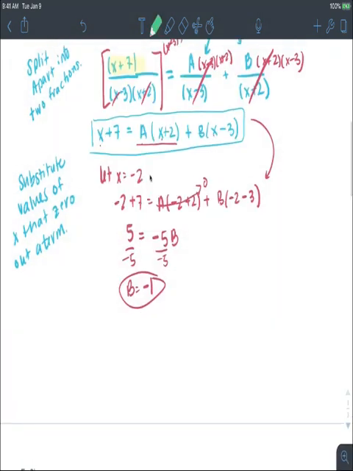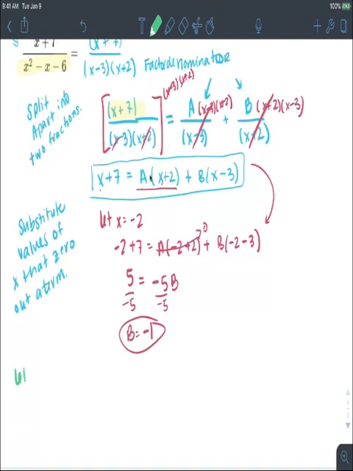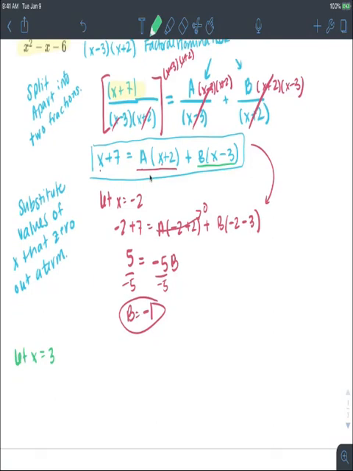Okay, the next one. We're going to let x equal, for this part, what do I need to plug in to zero out that term? I think a 3. So I get 3 plus 7 is equal to a times 3 plus 2 plus b times 3 minus 3. So that zeros. I get 10 is equal to 5a. So a is equal to 2.